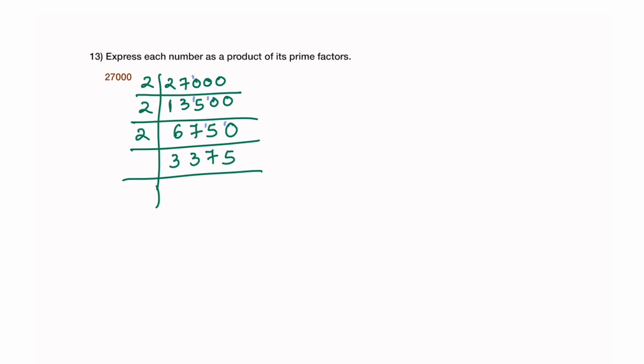Now let's try to add this number mentally. 3 plus 3 is 6. 6 plus 7 is 13. 13 plus 5 is 18. 18 is 1 and 8, right? So 1 plus 8 is 9. So yes, it's divisible by 3. Even if you don't do 18 as 1 plus 8, it's okay because 18 is a multiple of 3.